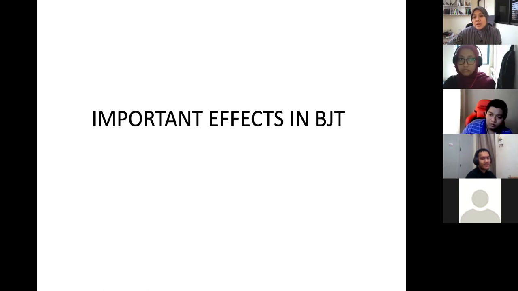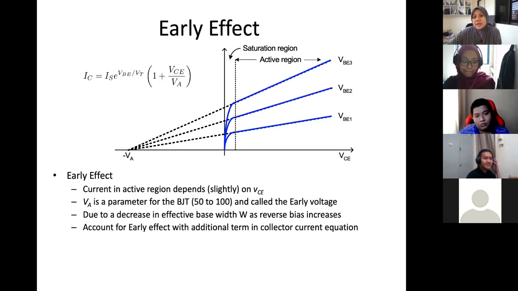The important effects in BJT. Okay, first we'll look at the early effect. If you remember from your first year, you have the early voltage. Do you remember? I don't remember, madam.